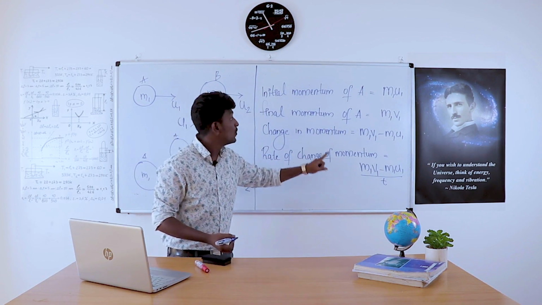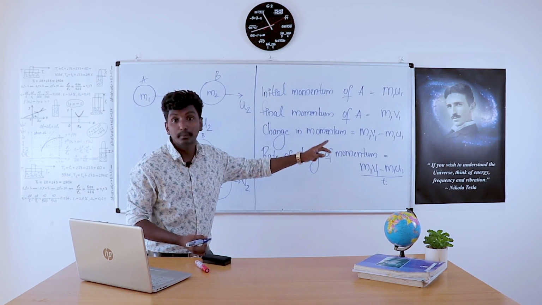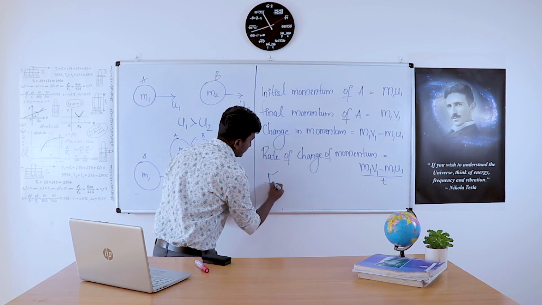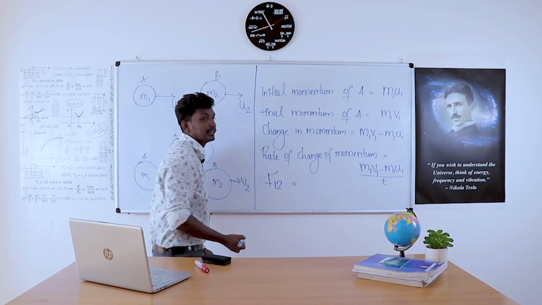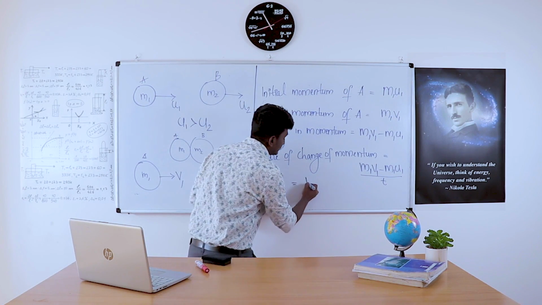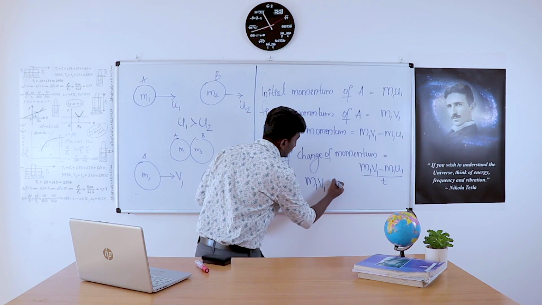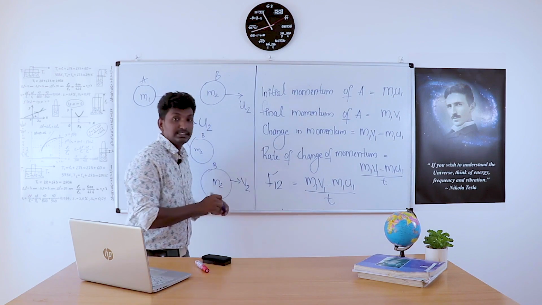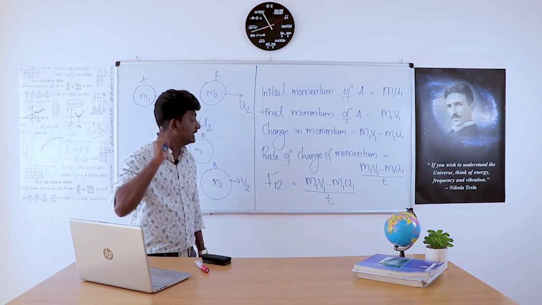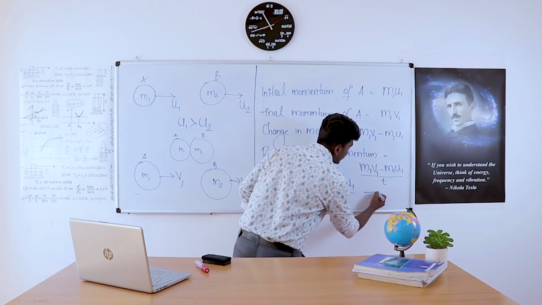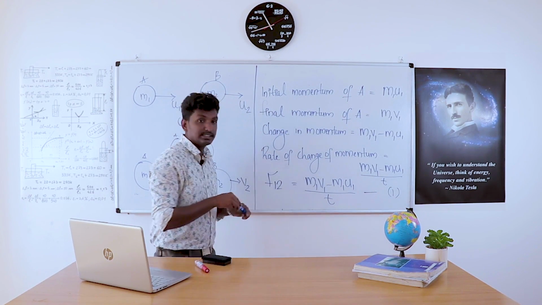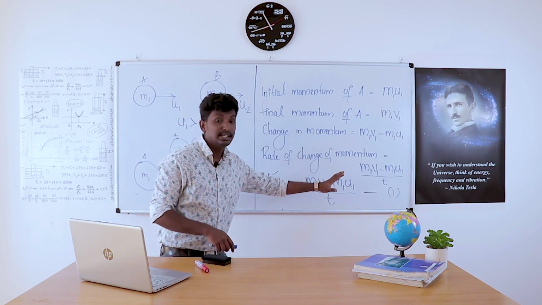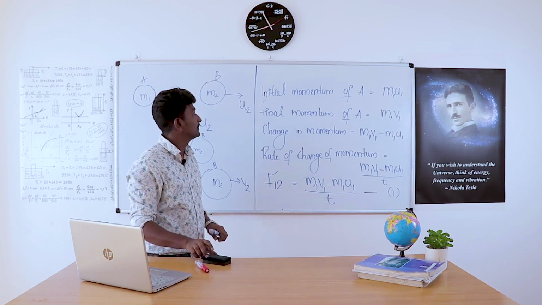This is the force applied by A on B. I just take it as F12. Thus, we can write F12 is m1 v1 minus m1 u1 divided by t. This is our first needed equation. Put it as equation number 1. We got F12 as m1 v1 minus m1 u1 by t.